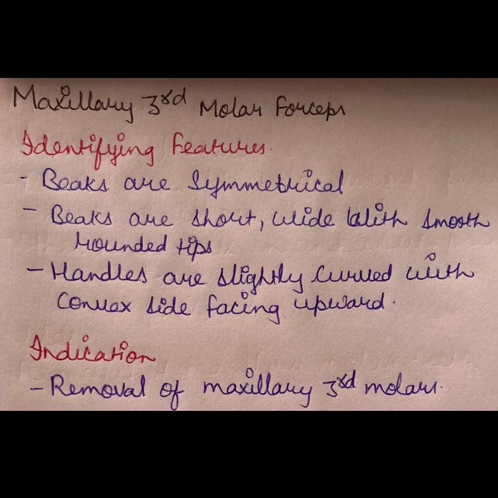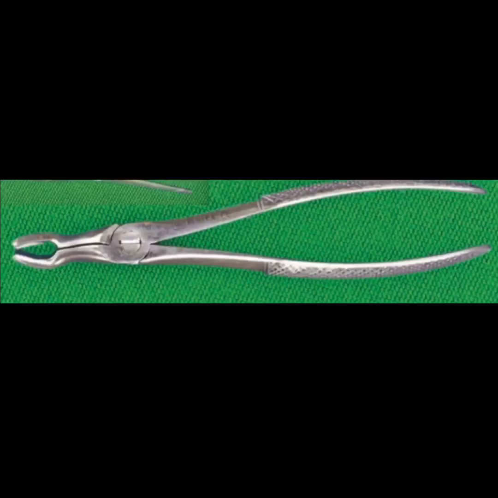Maxillary third molar forceps. In this, beaks are symmetrical and short, wide, with smooth rounded tips, used for the removal of maxillary third molar. In this pic, you can easily appreciate that beaks are symmetrical, short, wide, with smooth rounded tips, and the handles are curved with a convex facing upward. Both beaks are approximated at the CEJ. Movements given are buccal along with palatal.